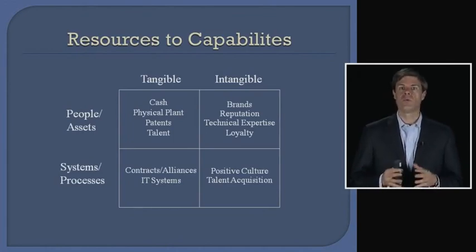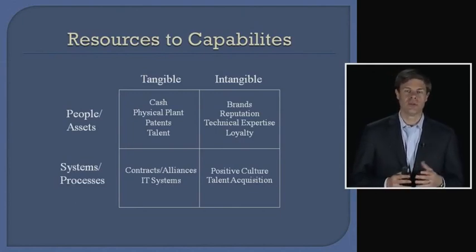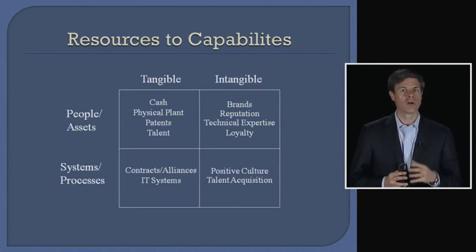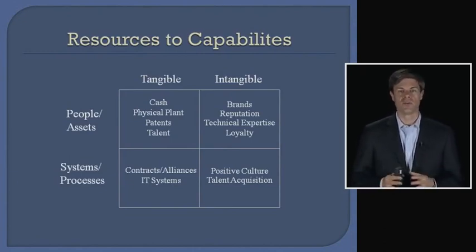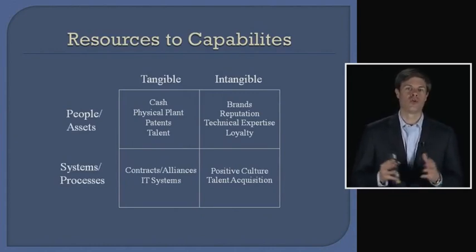Intangible assets would be things more like brands, reputation, expertise, loyalty, very important contributors to capabilities that firms might have, but a little harder to get your hands around at the end of the day in order to be able to articulate. When we think about systems and processes, we can think about everything from IT systems, human resource systems, alliances that a firm might have or contracts a firm might have with distribution channels or suppliers and the like. When we think about intangible processes or systems, we can think about things like culture.